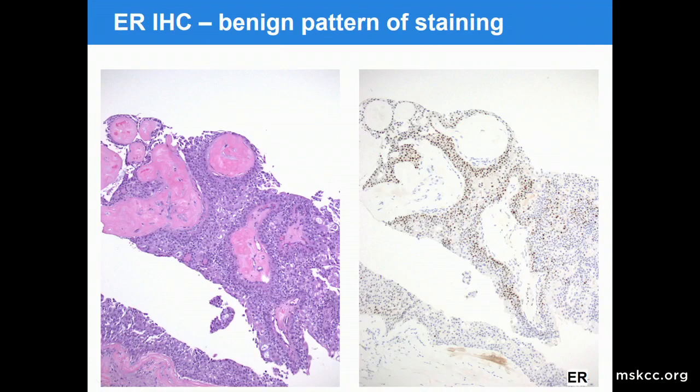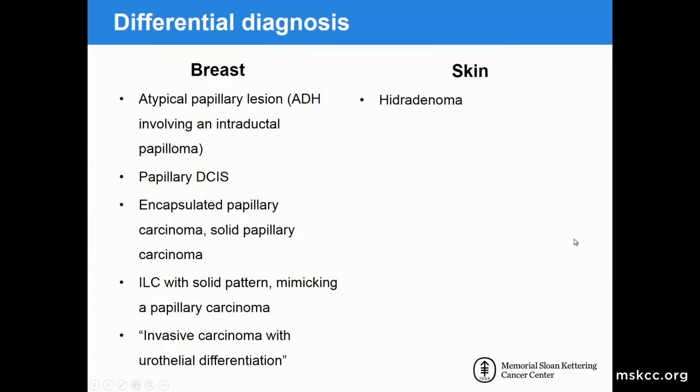ER was done as part of the workup, and it showed a fairly benign or non-clonal pattern of staining, with a limited number of cells showing moderate to strong intensity staining, but a good majority of it did not show staining. So at this point, what was our differential?